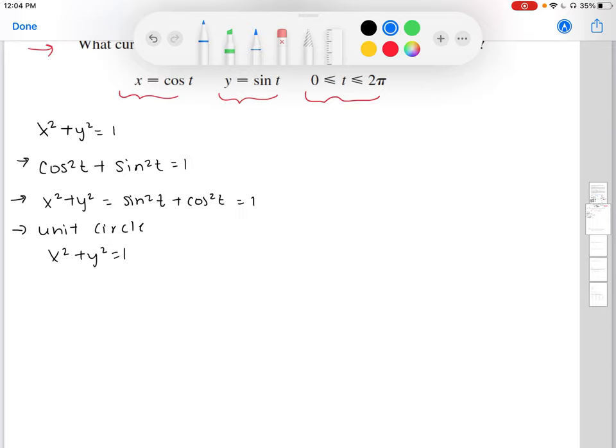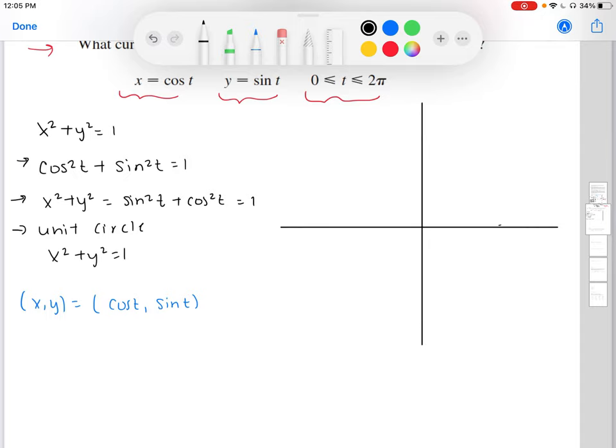And remember, we also have our labeling for our coordinates. For x comma y, we're saying that we have cosine of t for x and sine of t for y. Now really, all we have is our unit circle. So you can go ahead, take a look at the unit circle in your cheat sheets or Google search unit circle. You see that a standard unit circle has a radius of 1. We have 0, pi over 2, pi, 3 pi over 2, and 2 pi.